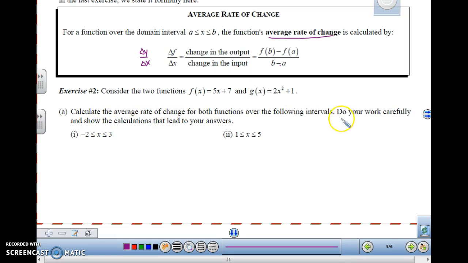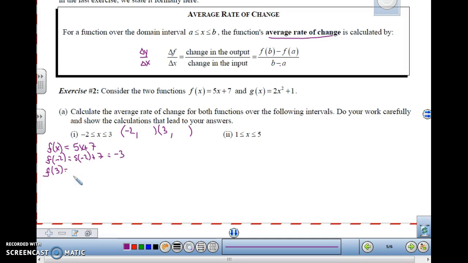Okay, so let's look at the average rate of change for the following intervals. So let's look at -2, 3 for the function f of x equals 5x plus 7. Okay, so I need 2 points to work with. I know that I have x as -2 and x is 3. So what I need to know is what f of -2 is and what f of 3 is. Well, f of -2 would be 5 times -2 plus 7, and that would be -10 plus 7, which is -3.